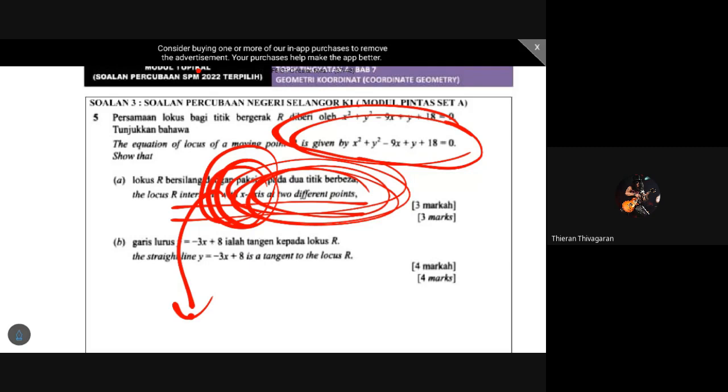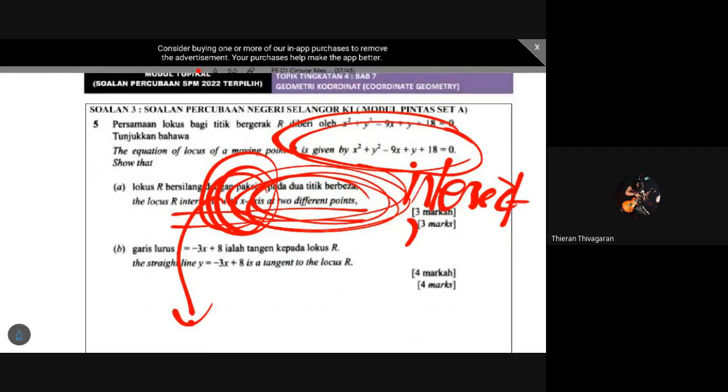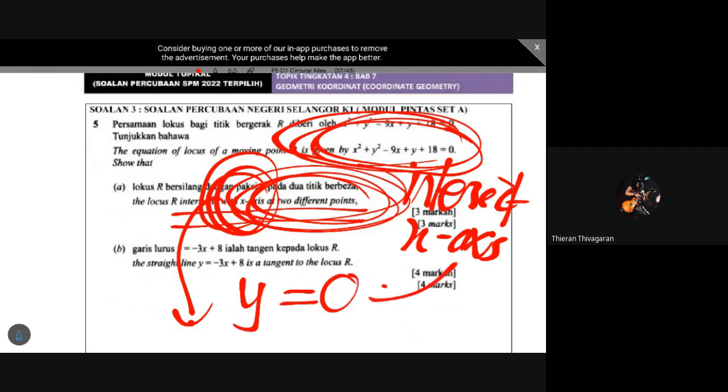What is the assumption, guys? Intersect x-axis. Apa anggapan when I say intersect x-axis? What is the assumption I have to do to the equation? Apa anggapan yang saya perlu buat kat persamaan ini? Yes, correct. y equals 0. Very good. Intersect x-axis, always write straight away, guys. Tulis serta-merta y equals 0.